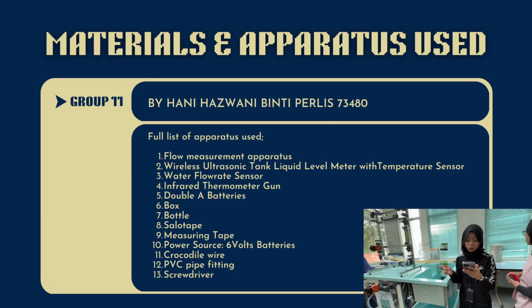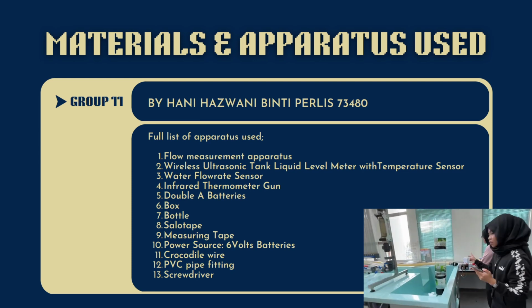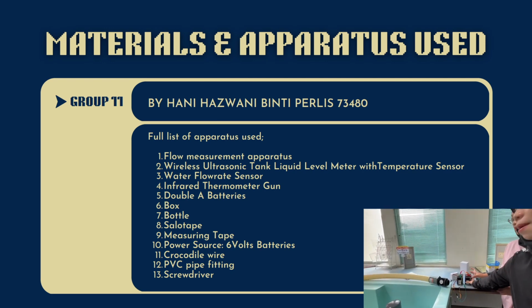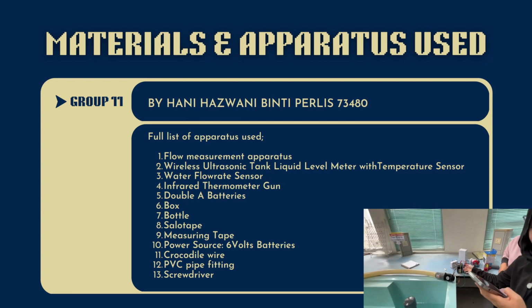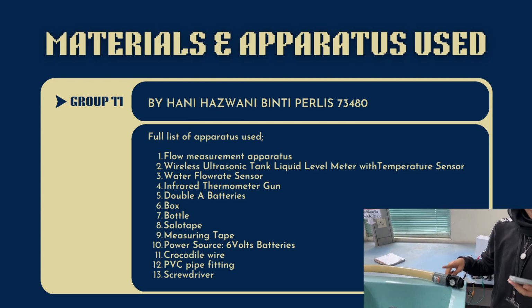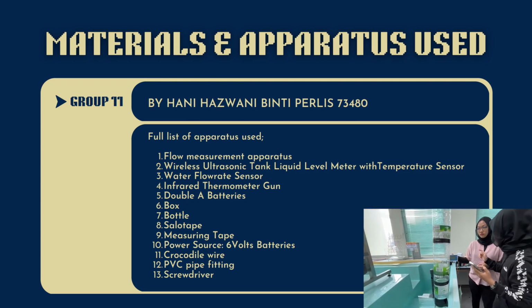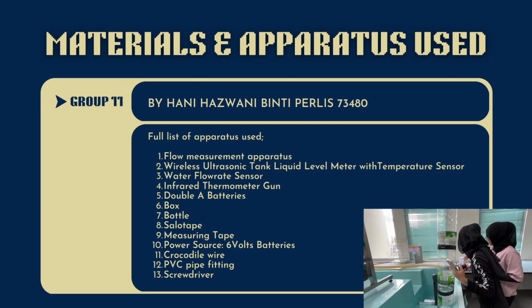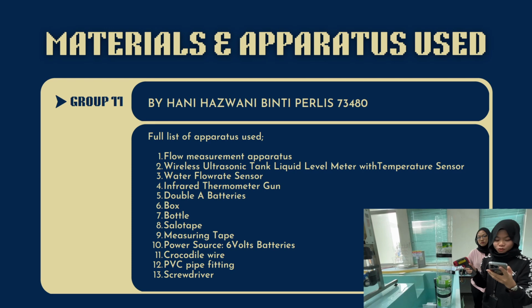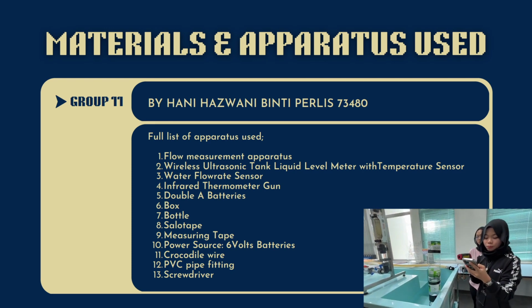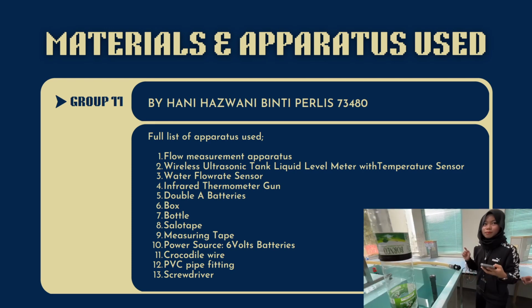For the water flow rate sensor, we are using two 6-volt batteries with crocodile wire and this type of pipe connector. The last thing we are going to use is the IR thermometer gun to measure the water temperature in the volumetric tank. That's it from me.